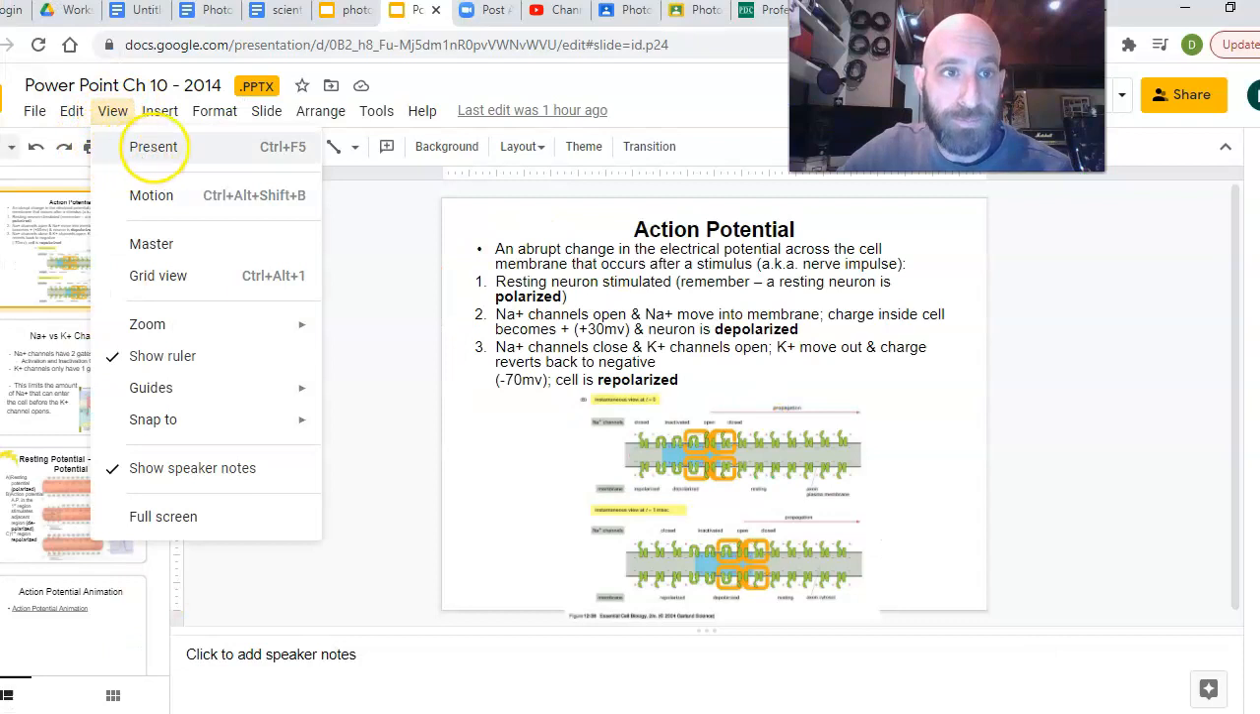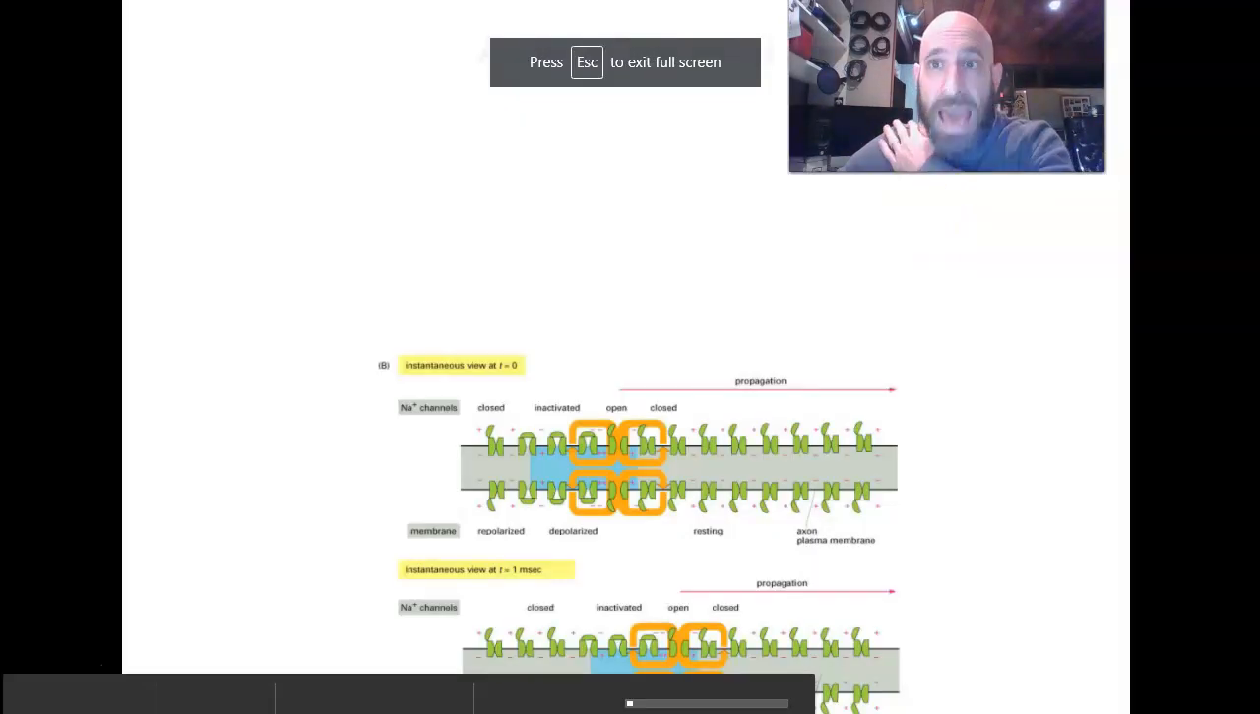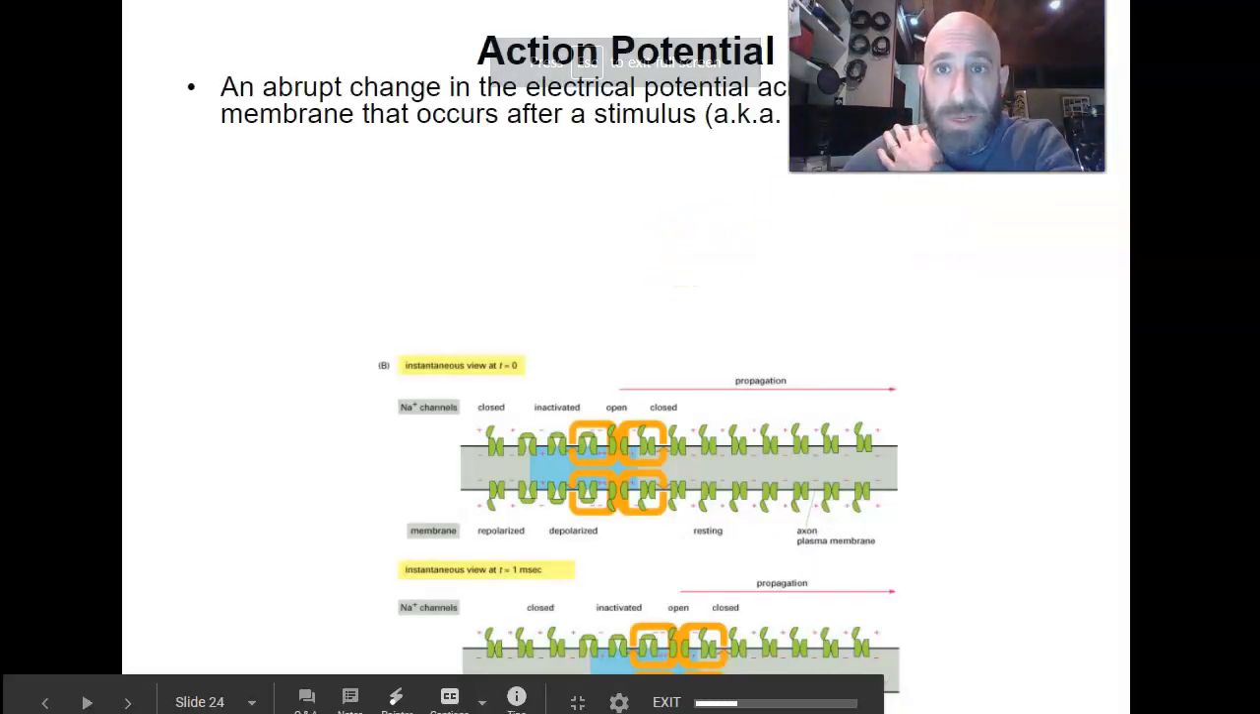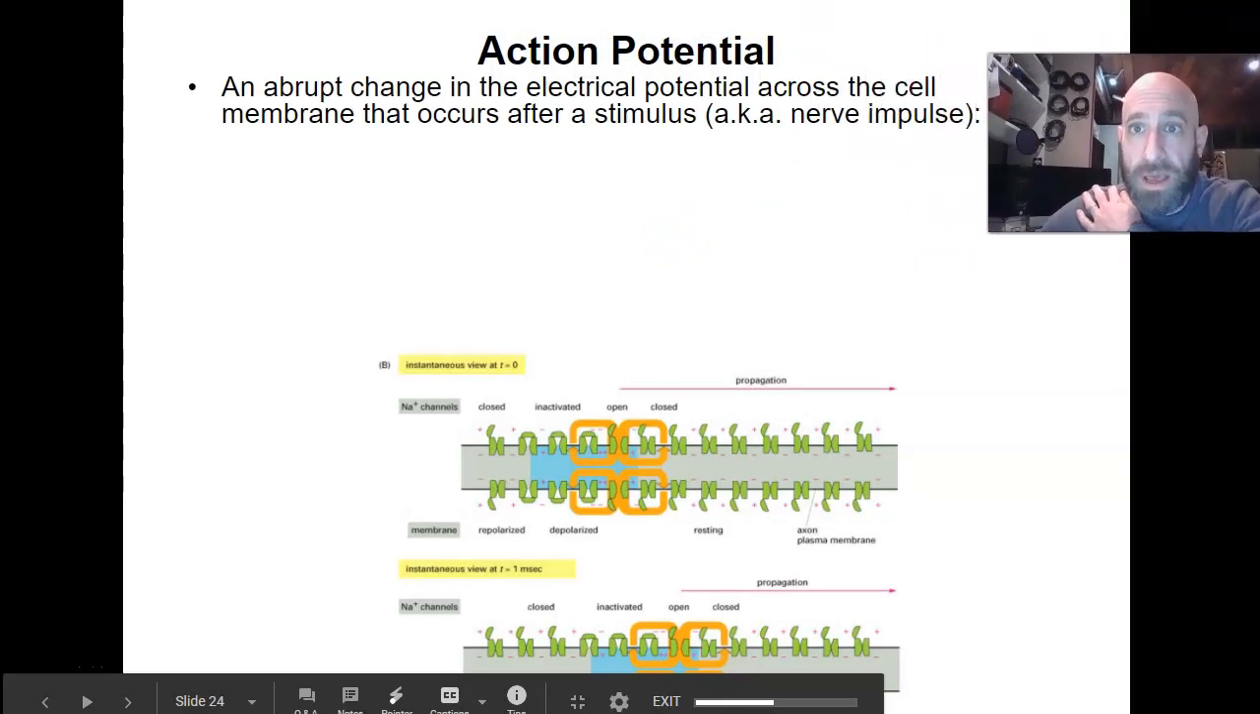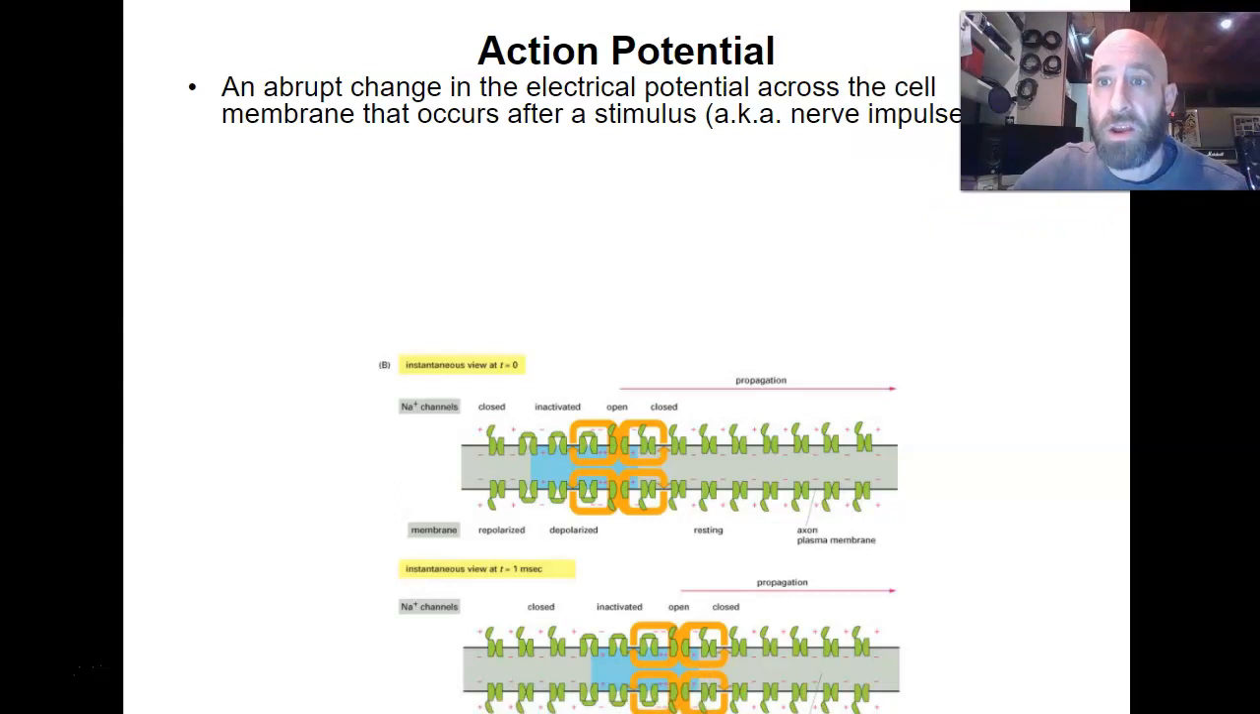So what we see here is the action potential. An action potential, very simply, is a change in the electrical potential across the cell membrane that occurs after a stimulus. So what does that mean? This neuron gets stimulated by another neuron, and there are really multiple stages to it. So I'm going to explain that now, and then we'll see how this goes.